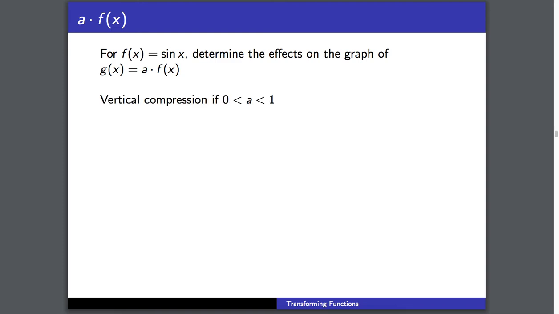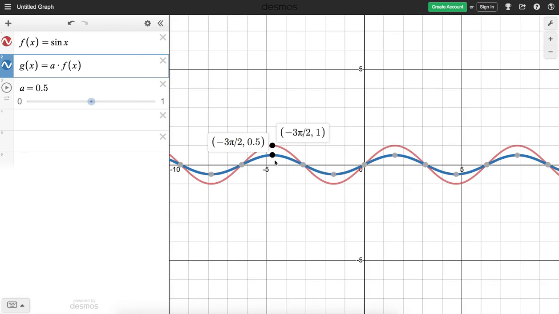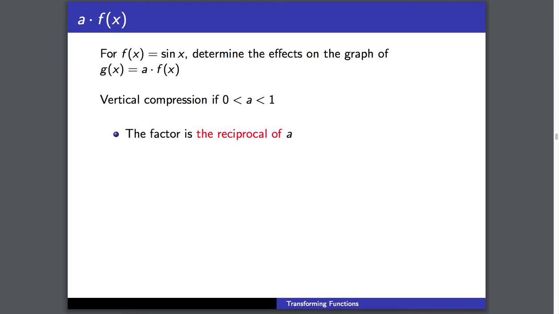So here we have a vertical compression if we're multiplying our function by a number between 0 and 1. And the factor for vertical compression is going to be the reciprocal of a. The reason why is because it measures how much further or closer we are to the x-axis. So we saw a vertical stretch is further away. Here in blue, we have a vertical compression. Now it's twice as close as it was originally. So with vertical compressions, we take the reciprocal of the number we're multiplying by, and that is our factor. So the y-coordinates are now that many times closer to the x-axis.